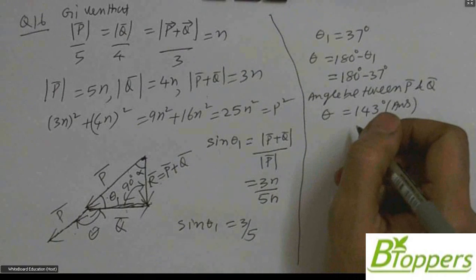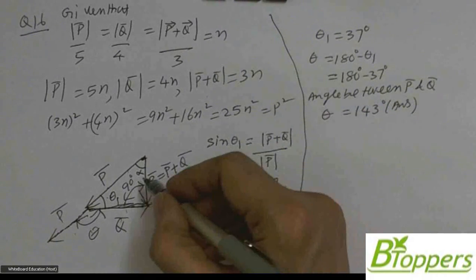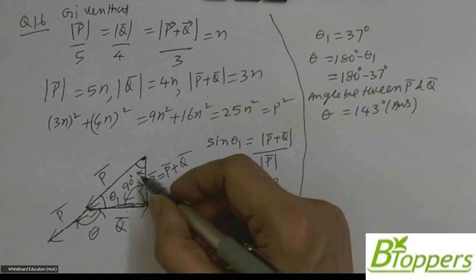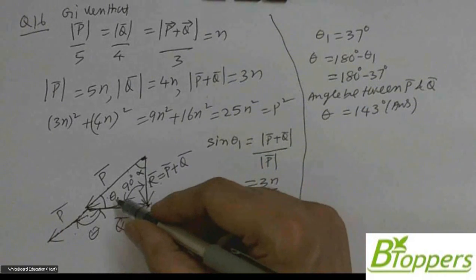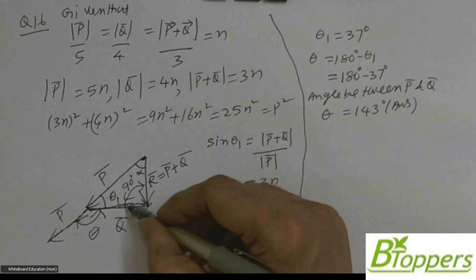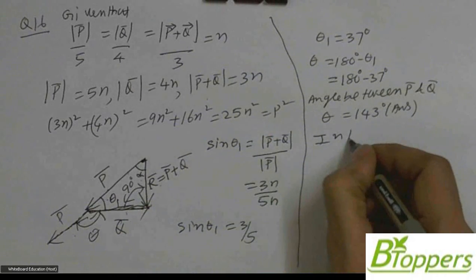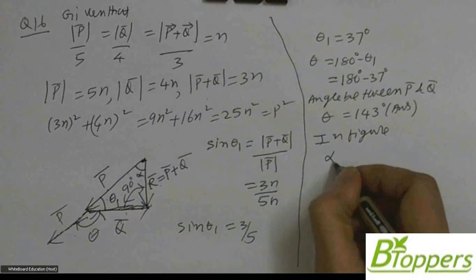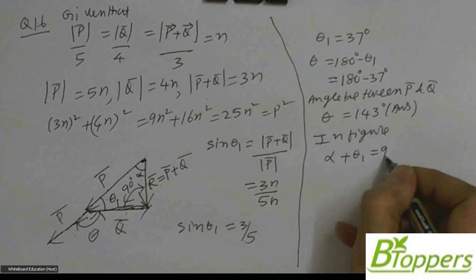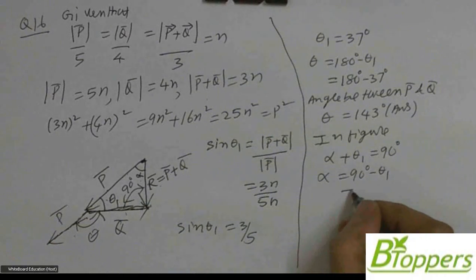Next, we are also asked to find the angle made by the resultant with the first vector p bar. That means you have to find the angle alpha in the figure. In this figure, you can observe that the sum of the three angles alpha plus theta 1 plus 90 degrees will be equal to 180 degrees. That means one angle is 90 degrees. So the sum of these two angles alpha plus theta 1 will be equal to 90 degrees. So alpha equals 90 degrees minus theta 1.